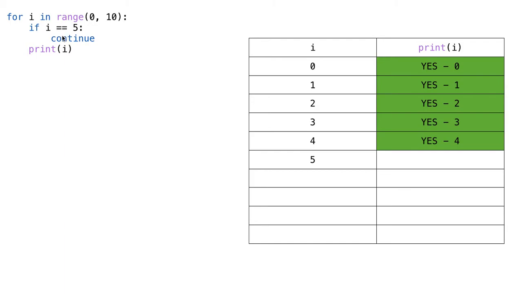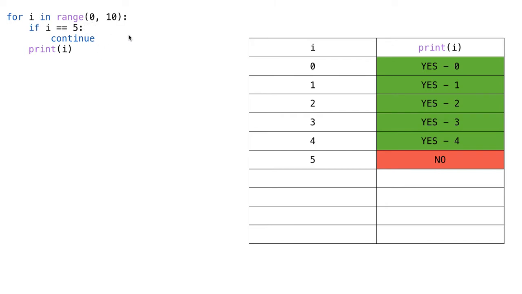So in this case, when I is equal to 5, we hit the continue statement, which means go to the next iteration, which means we don't print out what the value of I is, because we told the computer we wanted to stop this iteration immediately, don't go on any further, and go straight to the next iteration, and go from there.